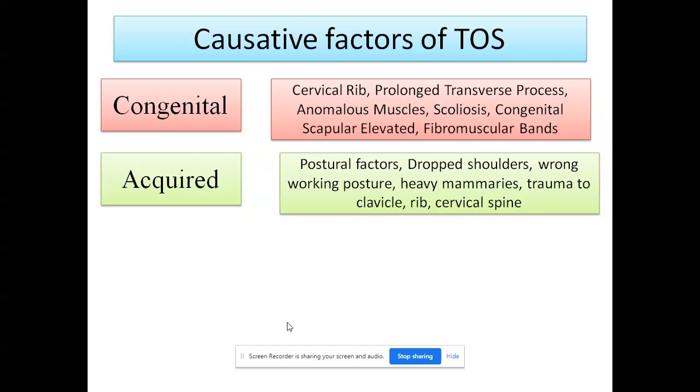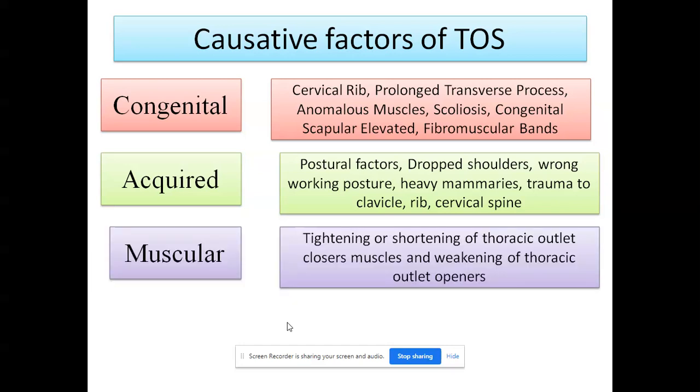Trauma to the clavicle. Any trauma to the clavicle or displacement of the clavicle can lead to space reduction of the costoclavicular space, thus leading to TOS formation or the occurrence of TOS symptoms. Trauma to the rib, clavicle, or cervical spine follows the same pathway.